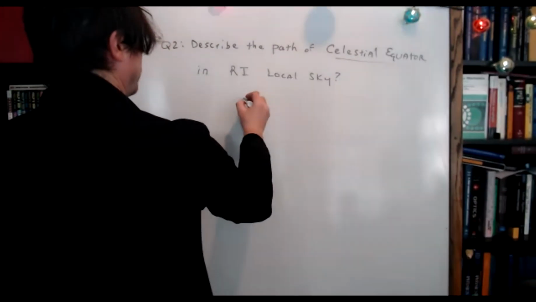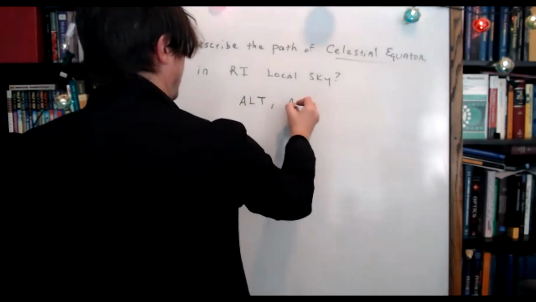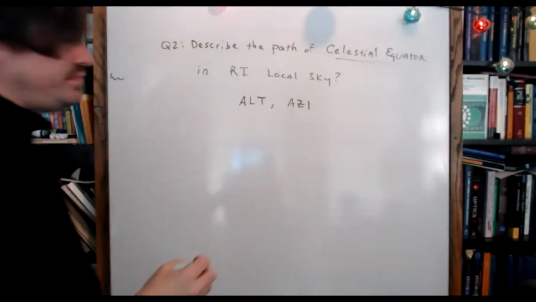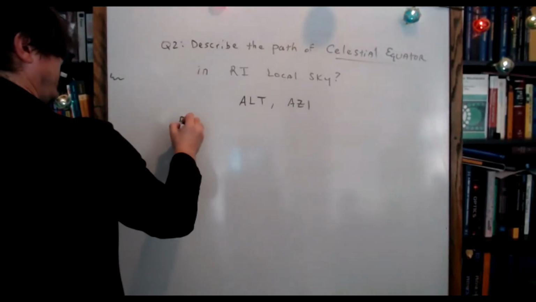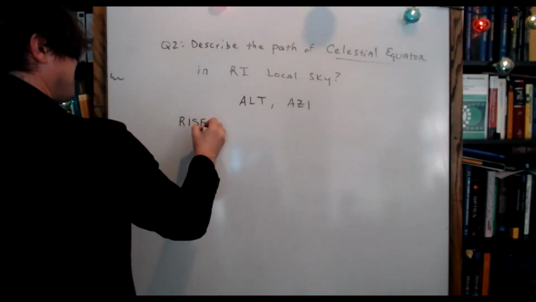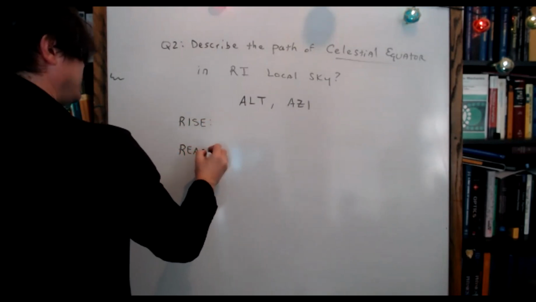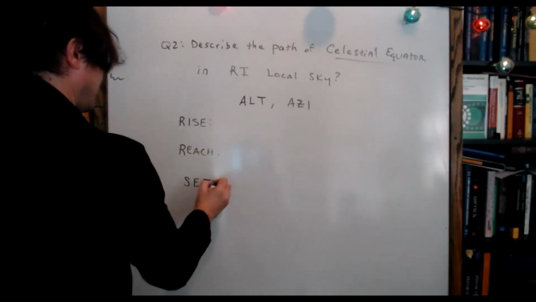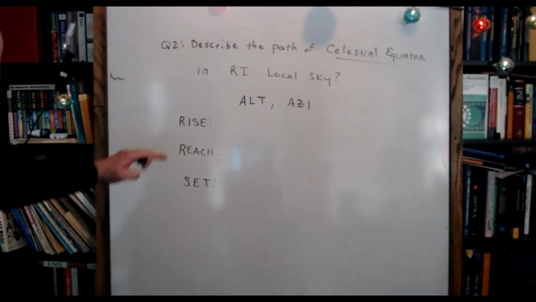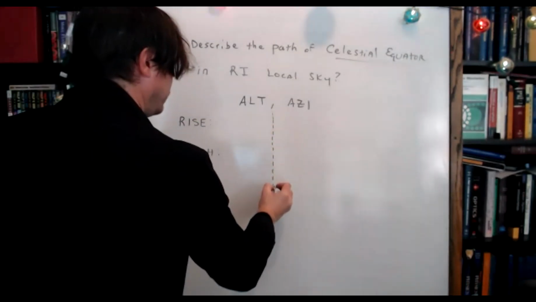Let's try to write this down. We're going to want an altitude and we're going to want an azimuth for 3 points. The point where it rises, the point where it reaches, and the point where it sets. I call it the rise, the reach, and the set. And they're each going to have their own altitude and azimuth.